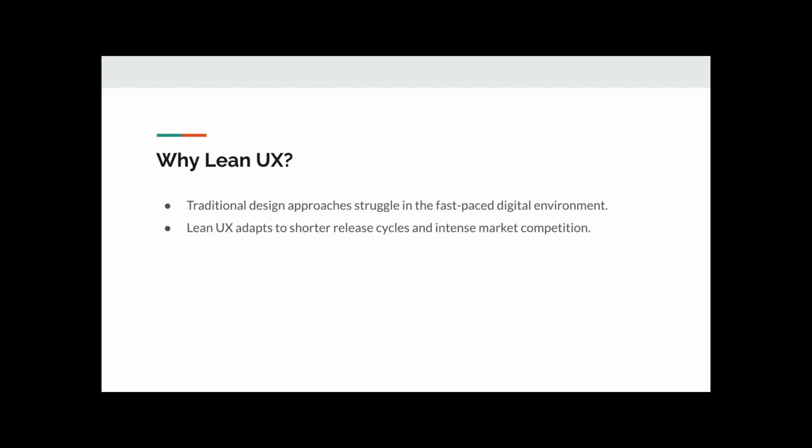Now, what Lean UX focuses on is shorter release cycles, right? Now that we are in the era of SaaS-based products, internet-based products, you don't need to build something and then hold customers off for a year to see what you're building, right? You can develop it iteratively, you can have very short release cycles, and you can hand it to the customers very quickly, right? And that's why Lean UX focuses on iterative development.